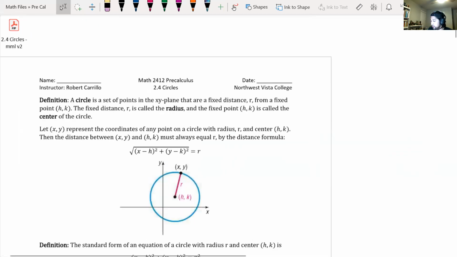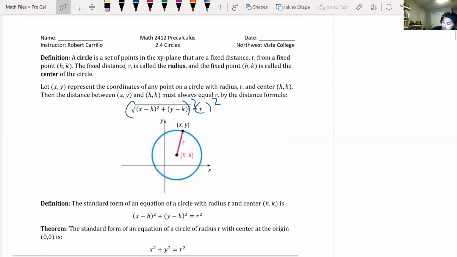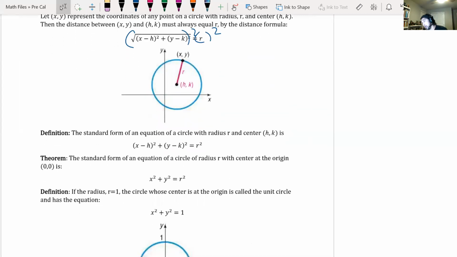And if you were to square both sides of this equation, you would end up getting the standard form of an equation of a circle, which is right here. So the standard form of an equation of a circle with radius r and center (h, k) is given by (x minus h) squared plus (y minus k) squared equals r squared.